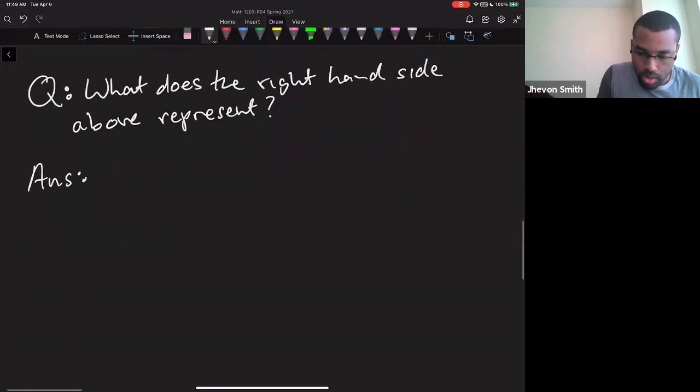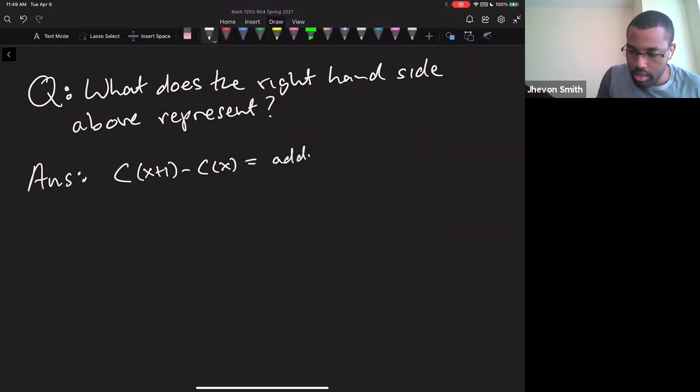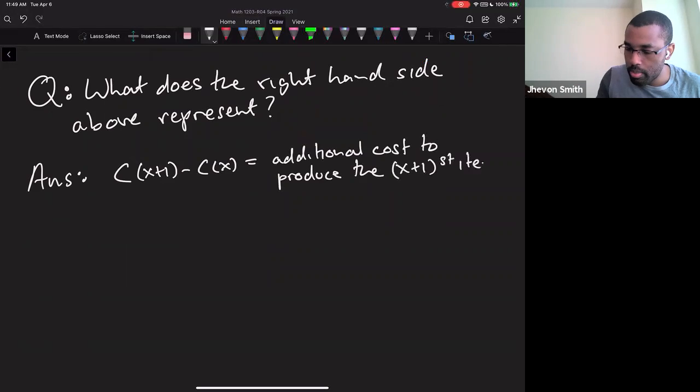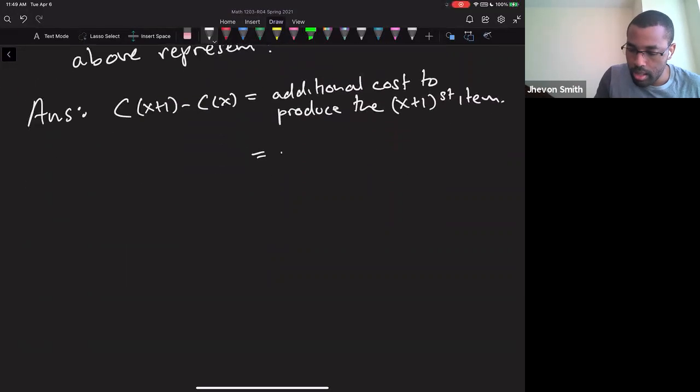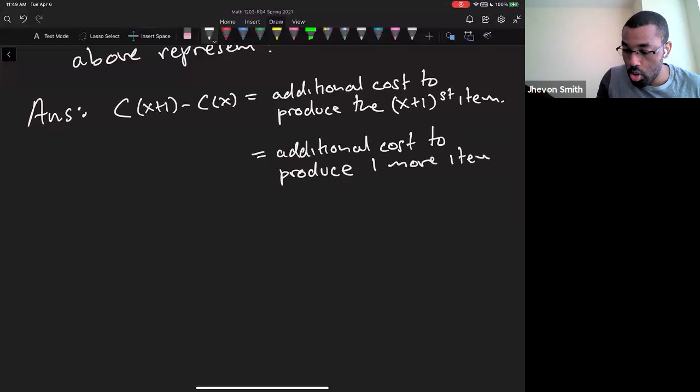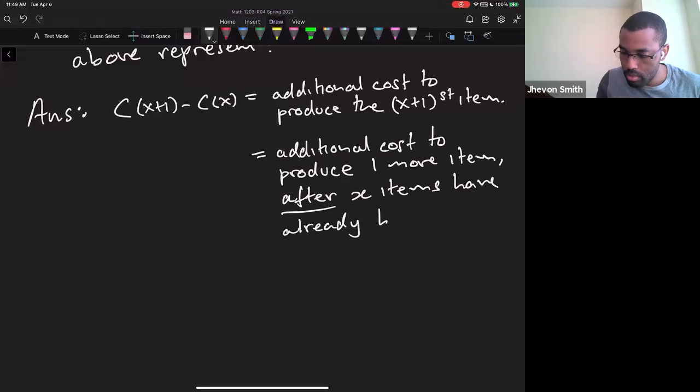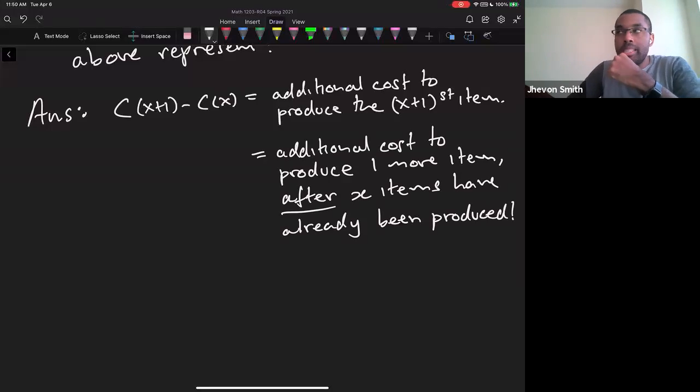So now your C of x plus 1 minus C of x, well, this is the additional cost to produce the x plus first item, i.e., it's the additional cost to produce one more item. Yeah, so it's about producing one more item, but specifically after x items have already been produced. Okay, so it is the cost of one item, but it's the last item specifically.